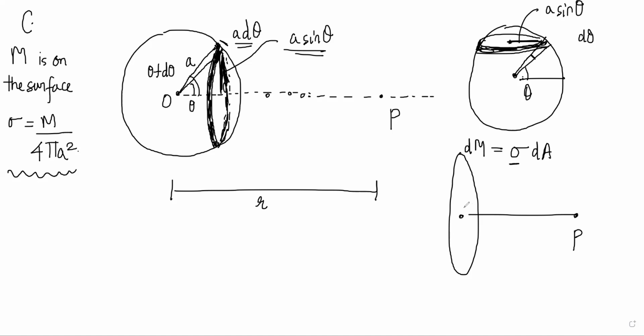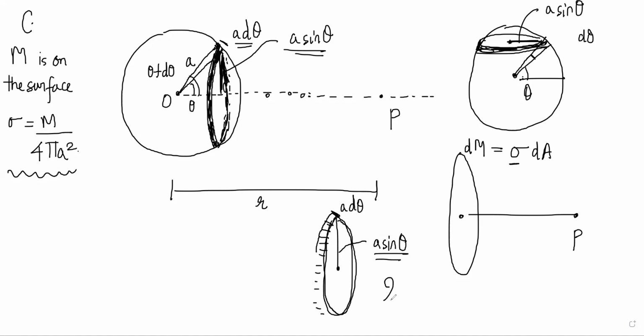To find the area of the shell, think of it like this: if I have a circle, I have a perimeter which depends on the radius of the circle, which is a sine theta, right? Since I have a perimeter, if I multiply it with the thickness, which is very small, it will become the area.